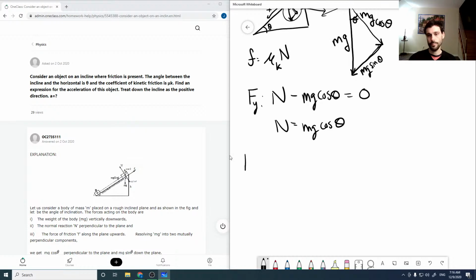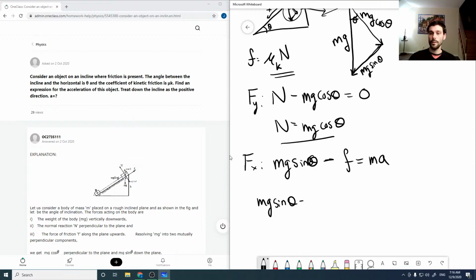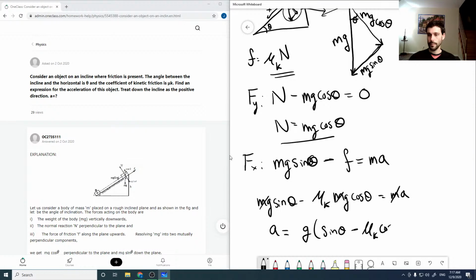And now in the x direction, taking down the slope as positive, mg sine theta is our gravitational force, and then we're going to subtract our friction, and it equals ma. So there's our acceleration. Placing in values for our frictional force that we've solved for, mg sine theta minus our kinetic coefficient of friction times our normal, which is mg cos theta, is equal to ma. We can remove m from several places, and we can also pull g out of this expression, and I'm just going to swap which side of the equation a is on, because we need to solve for a. So our a is g sine theta minus mu k cos theta.